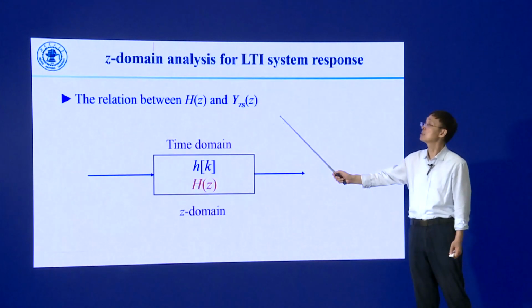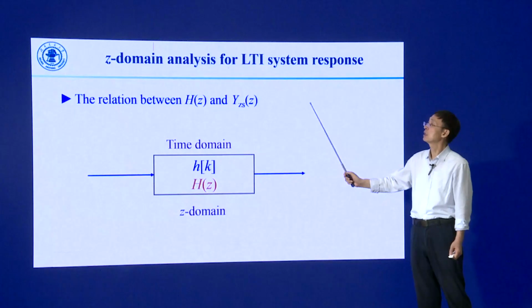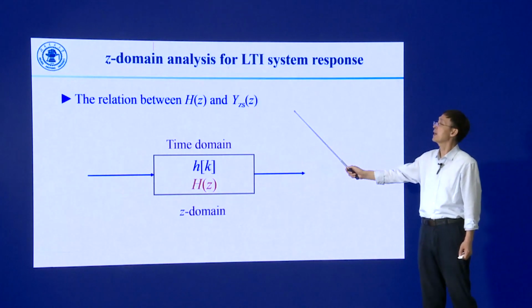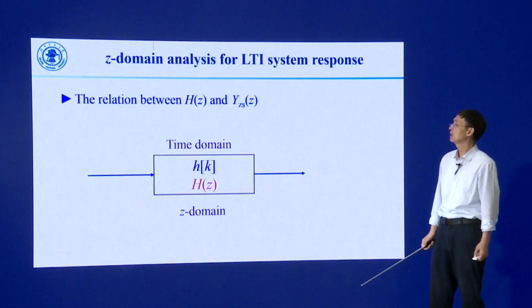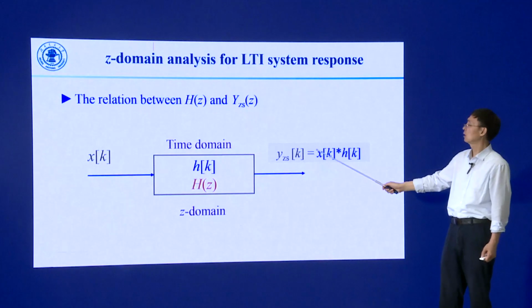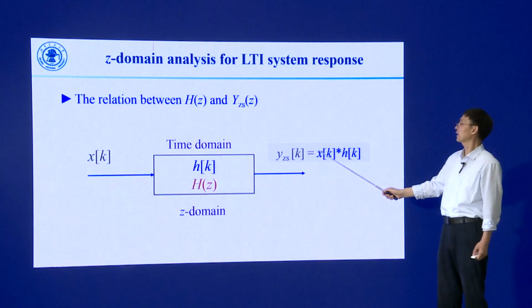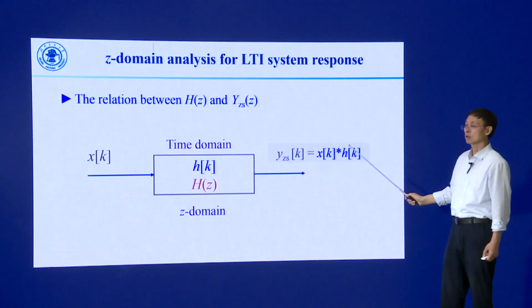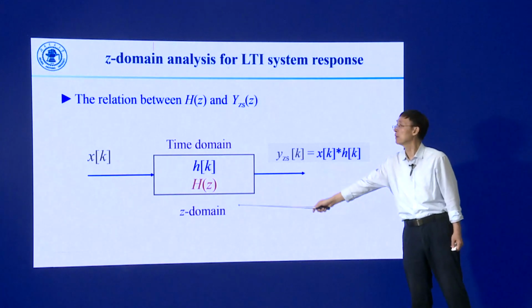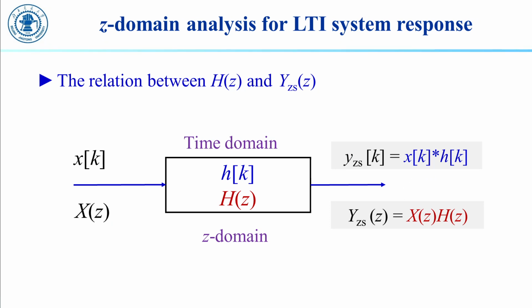We have known the relationship between system transfer function and Y_zs(z). In time domain, we can get the relationship between y_zs(k) and input signal. And in Z domain, we can get the relationship between Y_zs(z) and X(z).